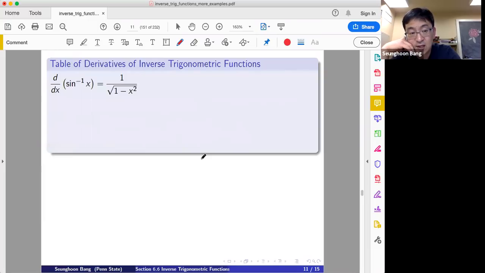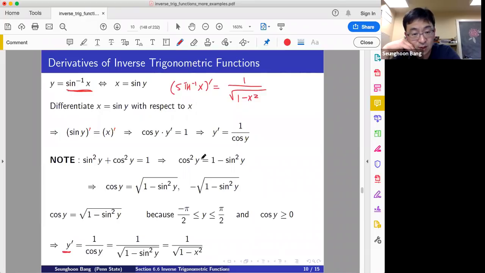Oh, cosine y is undefined, you said. So wait a minute, we are going back to here. Oh yeah. You said here, y prime is 1 over cosine of y. What happens to y, you said? Oh yeah. In this case, you plug 0 into here. You said this is undefined.